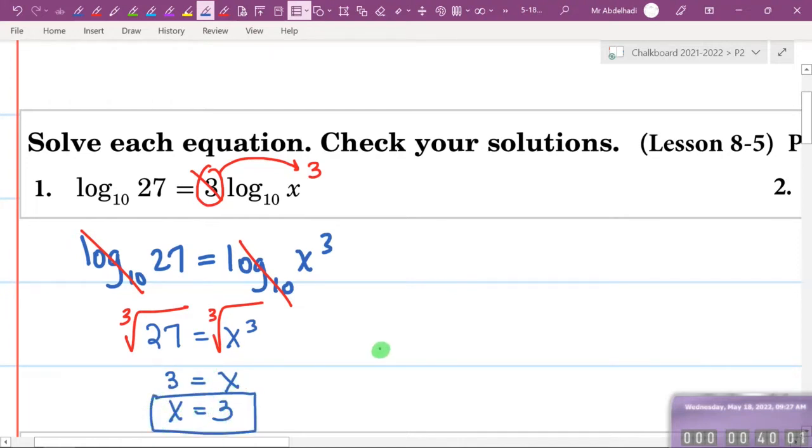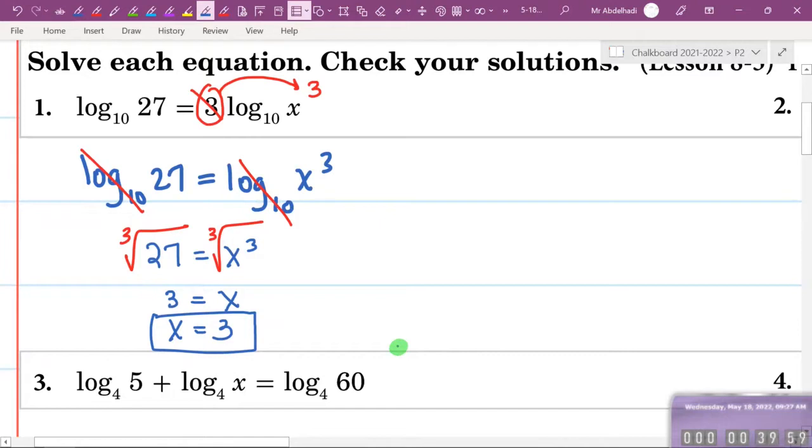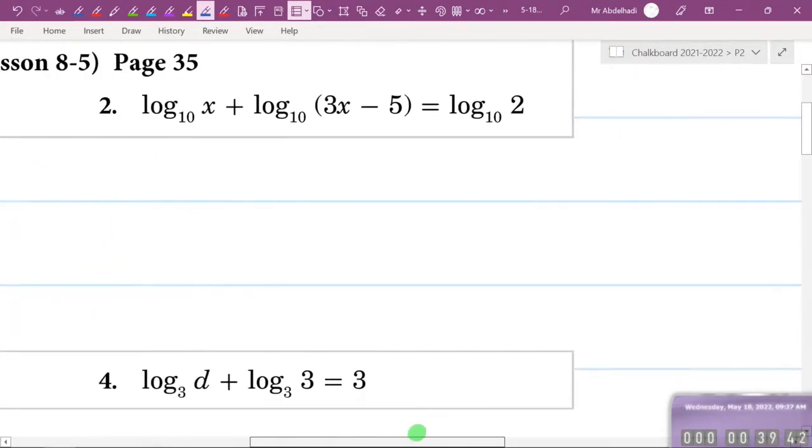Okay, now we're going to check that. I boxed it already, but we're going to check that. Do you have to plug the 3 into here? No, because there's no x. Do you have to plug the 3 into here? Yes. But if you're taking a log of 3, it's fine. It's not a negative number. It's not 0, so you're good. So that's it. That's checked. Okay, next question, number 2.